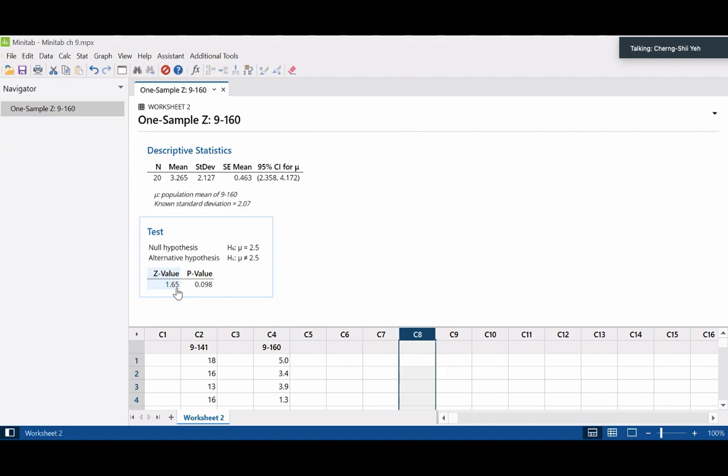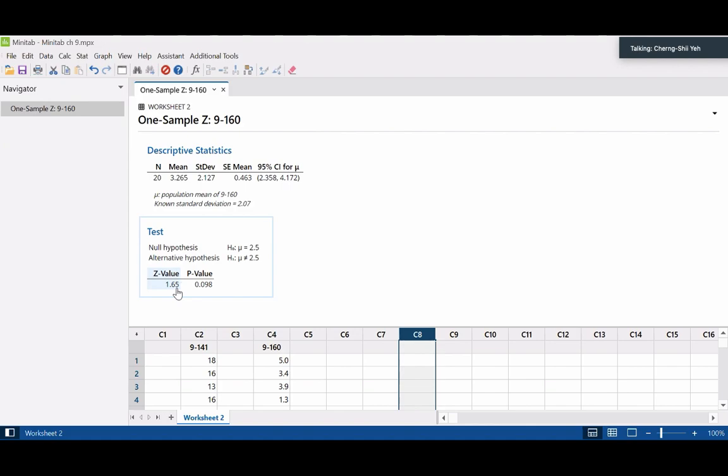If you recall from our hypothesis testing, there are two ways to draw conclusion. First, compare your test statistic to critical value. The second one is to draw conclusion based on your p-value. What do we compare p-value to? To your alpha. Okay?